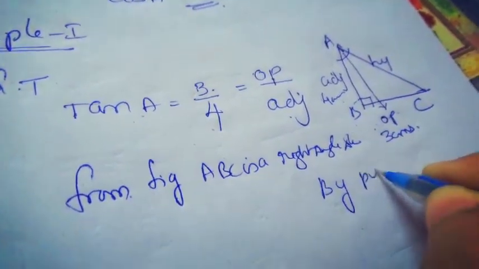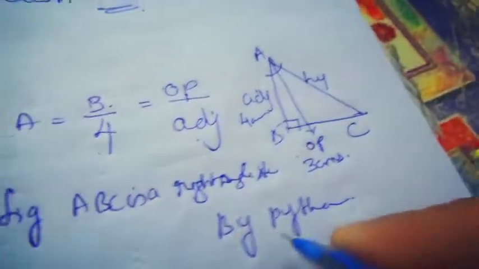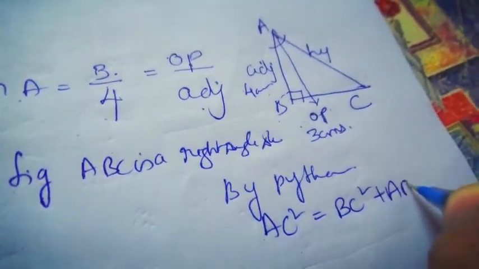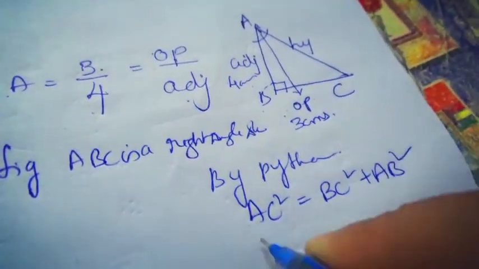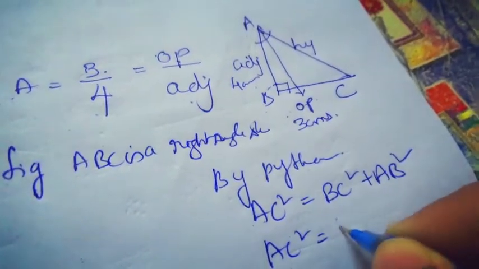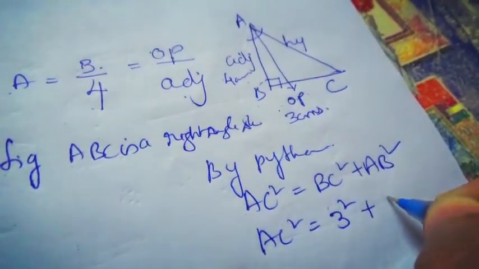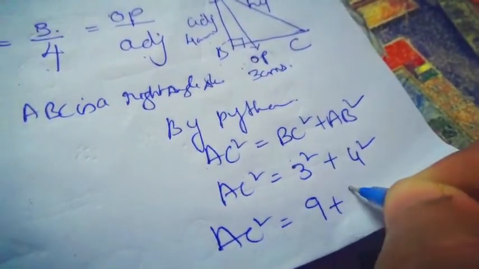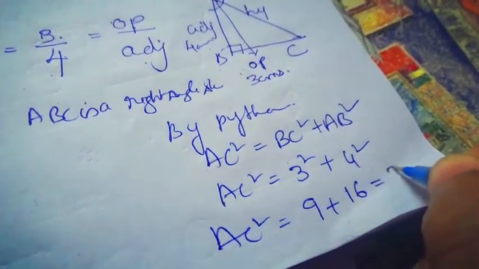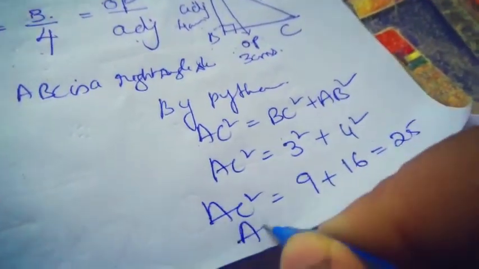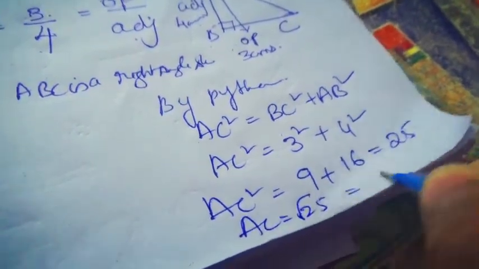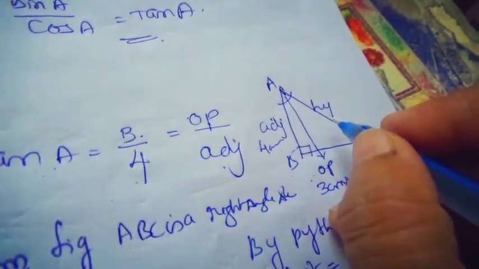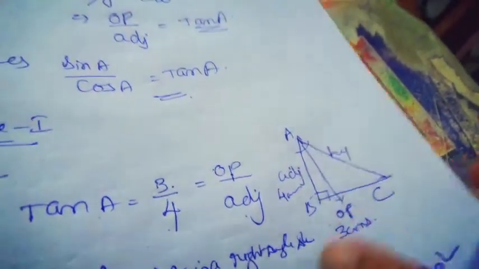So by Pythagoras, AC square is equal to BC square plus AB square. AC square we don't know. BC square is 3 square plus AB square is 4 square. So AC square is equal to 9 plus 16, that is equal to 25. So AC is equal to square root of 25, that is equal to 5 centimeters. So we got AC here.